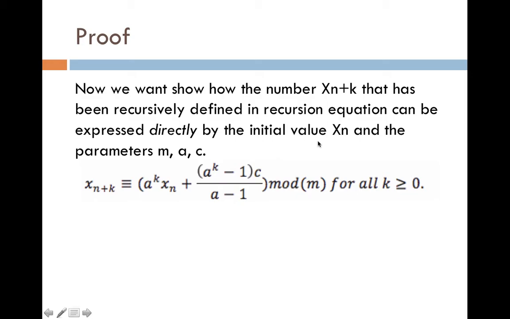So we want to show how the number x sub n plus k that has been recursively defined in the recursion equation can be expressed directly by the initial value x sub n and the parameters of m, a, and c. And so this is our assumption: x sub n plus k is congruent to a to the k times x sub n plus a to the k minus 1 times c divided by a minus 1, all modulo the value m, for all k greater than or equal to 0.